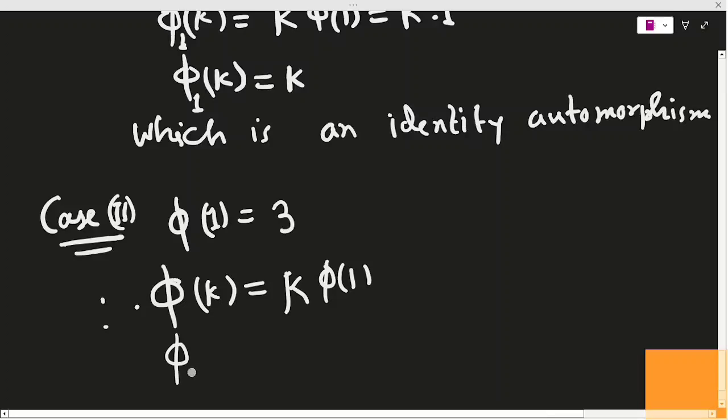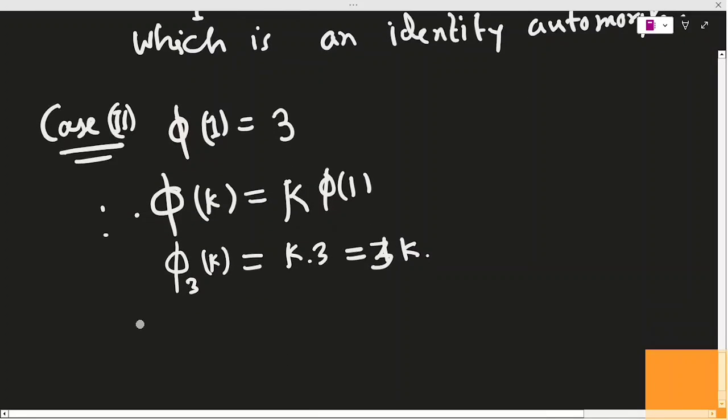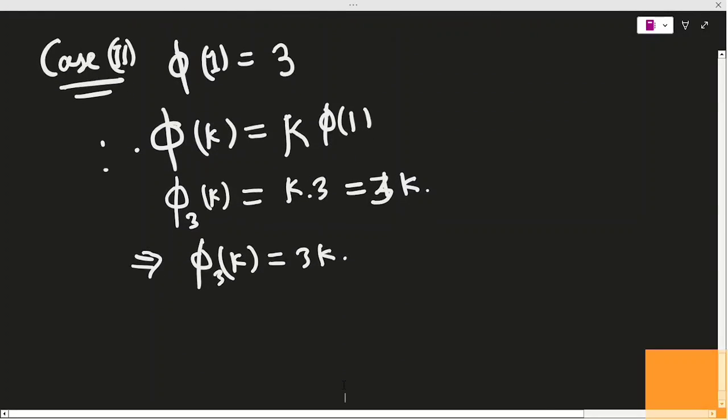What name will we give to this naming process? We will name it phi 3. So this is phi 3 of k. Automorphism phi 3 of k is equal to k times phi of 3, and we will take 3. So thrice k. Phi 3 of k is equal to thrice k. Is it an automorphism? We will check.